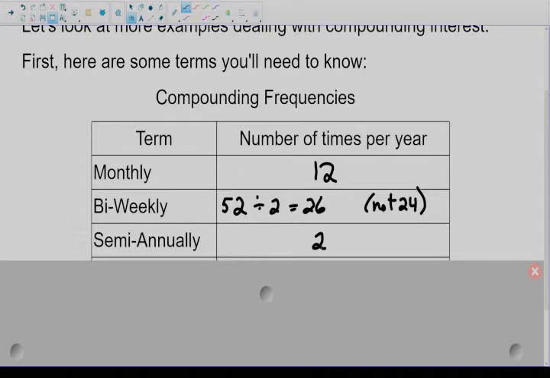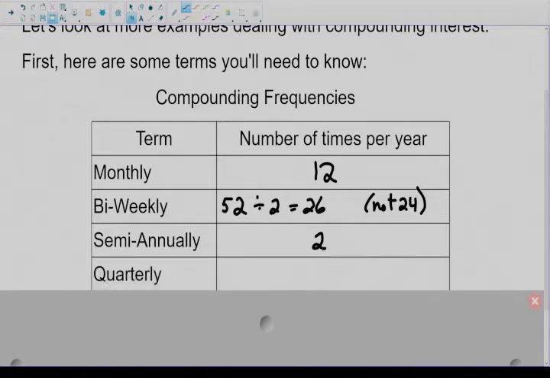Now, one thing to be careful with: I've seen some students make the mistake of saying semi-annually means every 6 months, so they think they're looking at the number 6. But every 6 months means twice a year. Both of those things are the same concept, but the number that we need is how many times per year. So every 6 months is twice per year. Be careful with that idea as well.